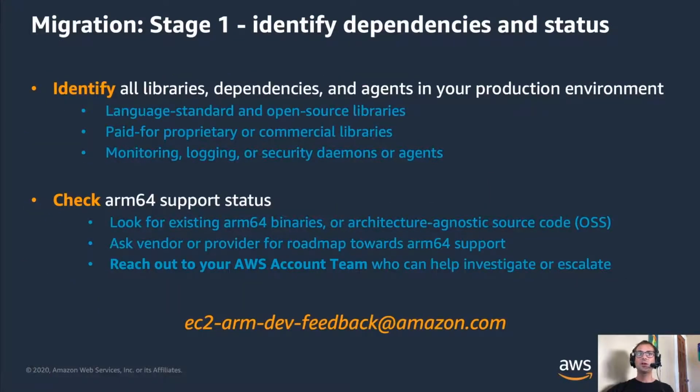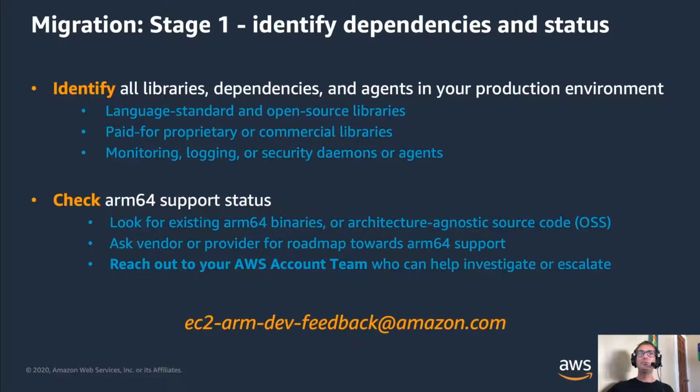And when it comes to migrating an application, the way we recommend to conduct such a migration is to first start by identifying all the dependencies. The dependencies at the application level, but also all the dependencies that your workload might have in your production environment. So not only the libraries or the runtime of your application, but also anything that you need to run your application in production, like the monitoring tools or the logging tools or the security-related daemons or agents that might be useful for you in production.